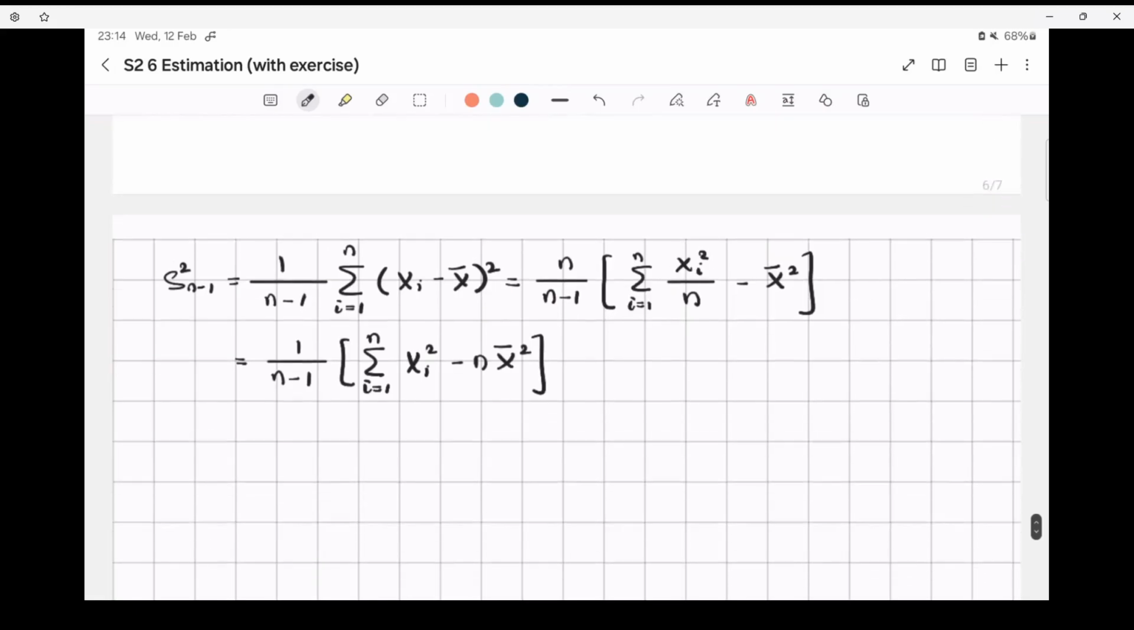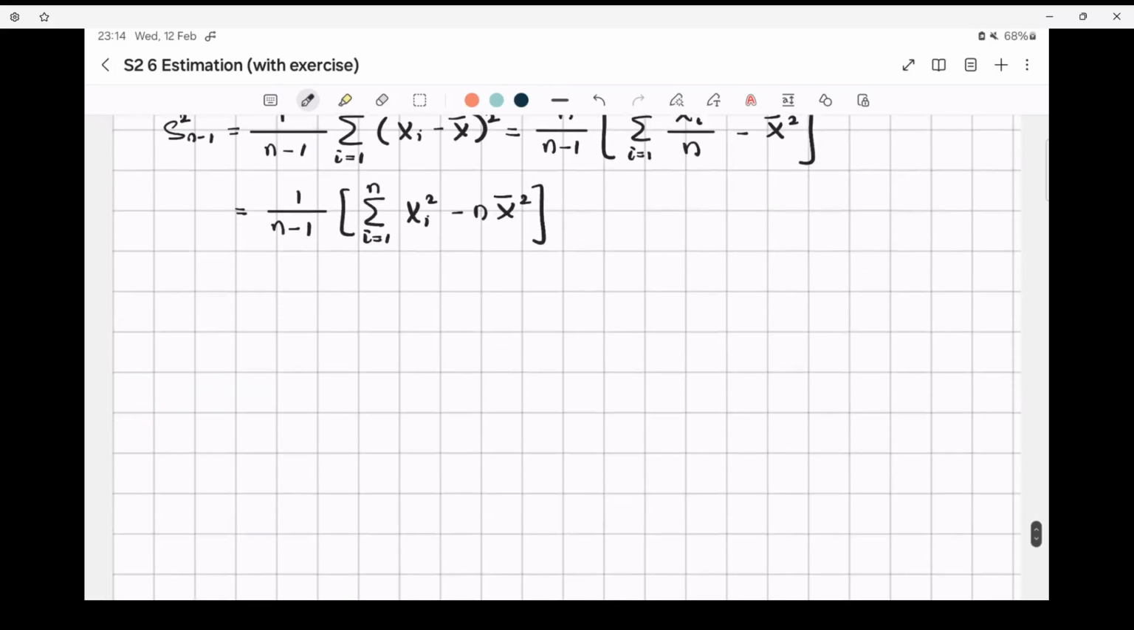So let's look at what we call the confidence interval of sample mean. Alright.